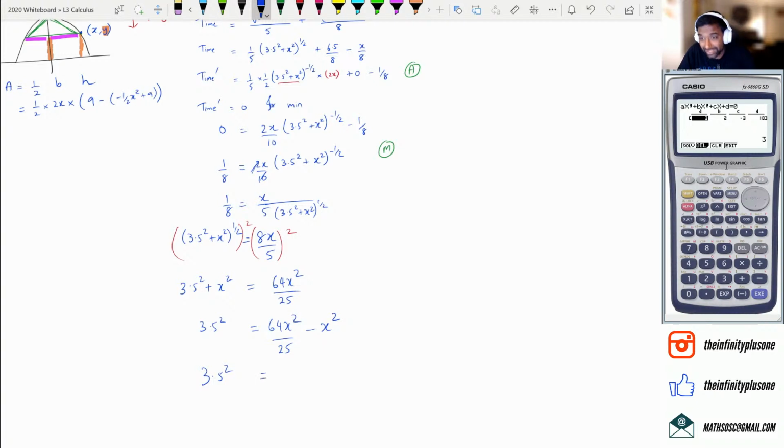What is that? 64 minus 25. See, you know it's late when I can't even do that in my head. 14, 9, 41. Why can't I do this in my head?